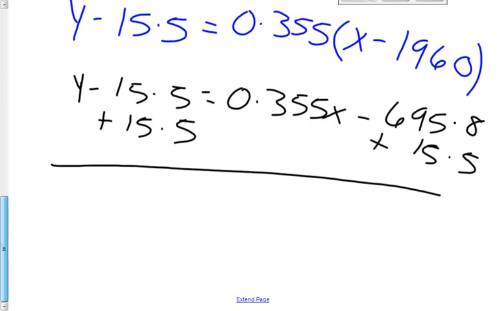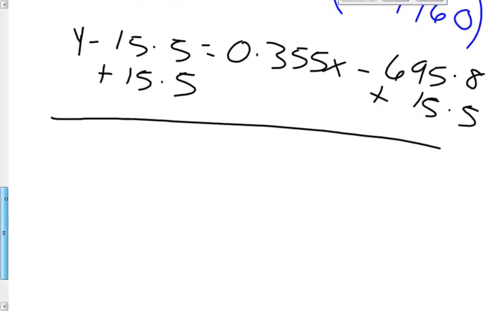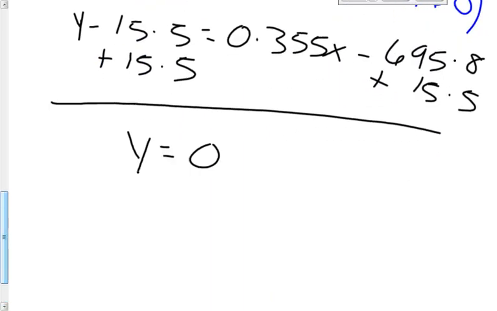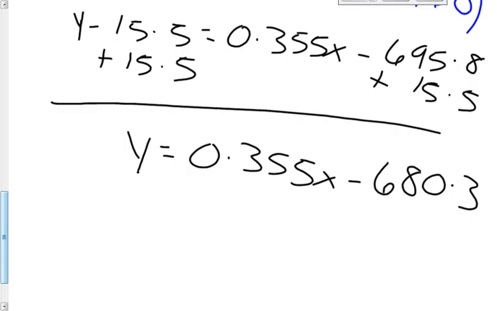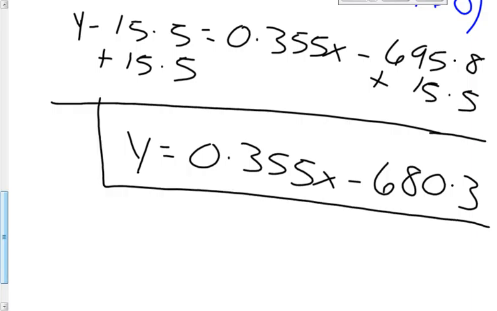And so the equation of the line of best fit that we drew back up top is y equals 0.355x minus, when we subtract, what am I subtracting? 695.8 minus, or adding 15.5, we get a negative 680.3. So y equals 0.355x minus 680.3. This is the answer of that line that we wanted for our line of best fit from back up top. Now you might say, Mr. Berge, how in the world is this beneficial to us? How is this real life information?